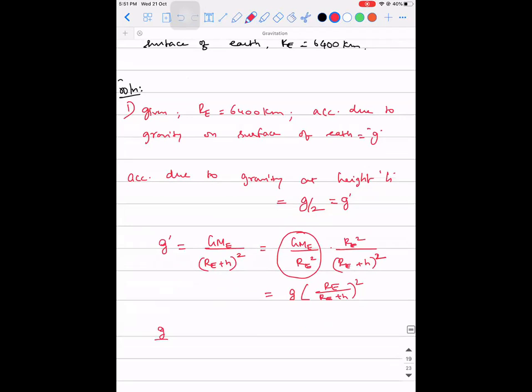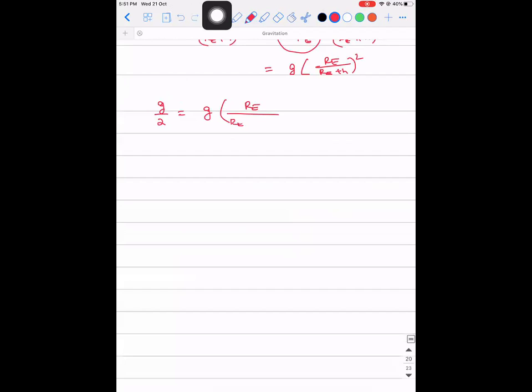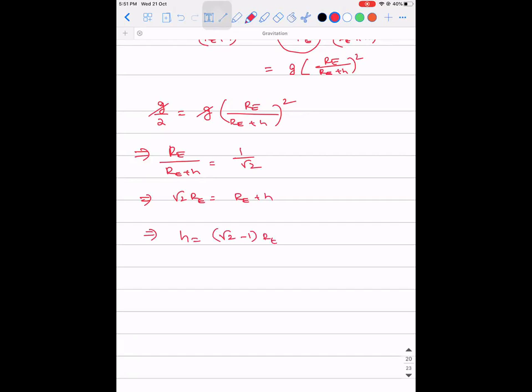So G dash, if I write it as G by 2, is equal to G into RE divided by RE plus H the whole square. So this and this will get cancelled, which implies RE divided by RE plus H is 1 divided by root 2. So when you cross multiply, root 2 times RE is equal to RE plus H. So what will be the value of H guys? H is equal to root 2 minus 1 times RE.